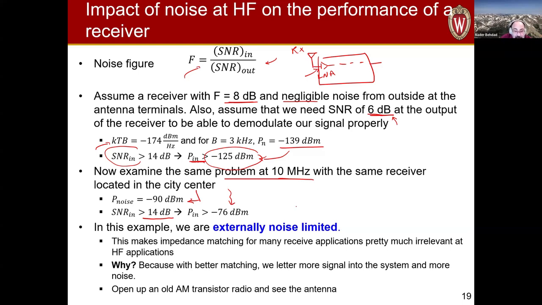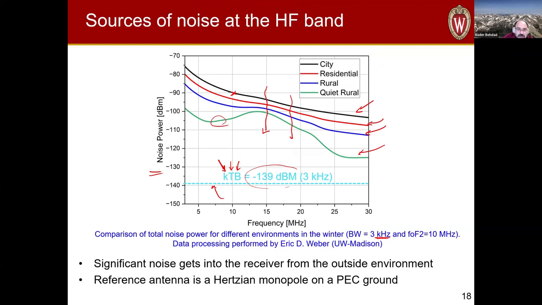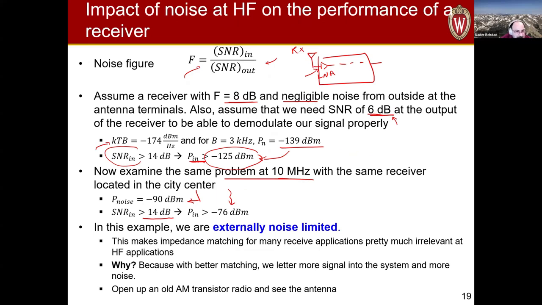So this is again a very simple back of the envelope calculation to tell us that when we are working in a regime where there is a lot of noise coming from the outside environment into our receiver, and there's some noise generated by our receiver, but much less than the noise coming from the outside environment, we are externally noise limited, meaning that we are noise limited by the external environment and not necessarily by our receiver. When we work at much higher frequencies, we are generally internally noise limited by the sensitivity of our receivers. But HF is a pretty noisy environment.